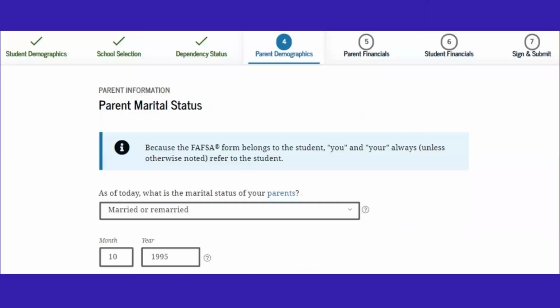Okay. So assuming that both parents are together in the house, you would respond, are the parents married or not married, excuse me. And then if you're married, they are going to ask for the month and year that you were married.